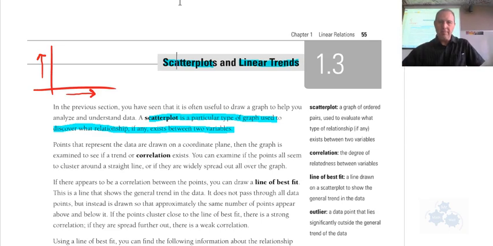I'm sorry. Okay, so points that represent data are drawn on a coordinate plane. Then the graph is examined to see if a trend or correlation exists. Here's a big word, correlation. The correlation is the degree of relatedness between variables. So it's like how closely they're related. The amount of studying time and your grades going up, you know what I mean?